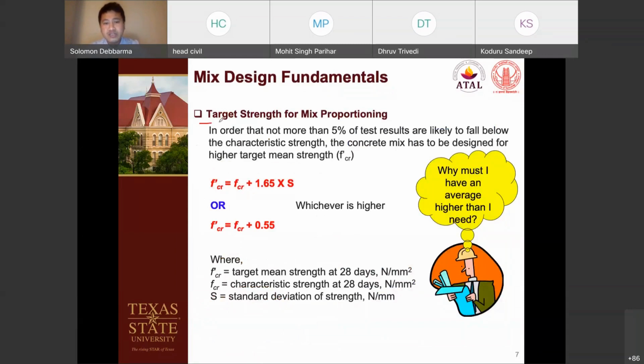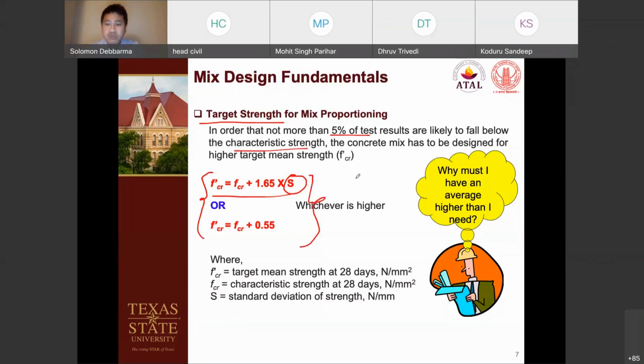So the first thing is the target strength. For the concrete mix design, for the PQC mix design, the mix should be designed for a higher target strength so that not more than 5% of test results fall below the characteristic strength. IRC 44 has recommended two mathematical expressions. One is F_cr = F_ck + 1.65 times S, where S is the standard deviation here. Whichever is higher, we have to choose that as the target mean strength.